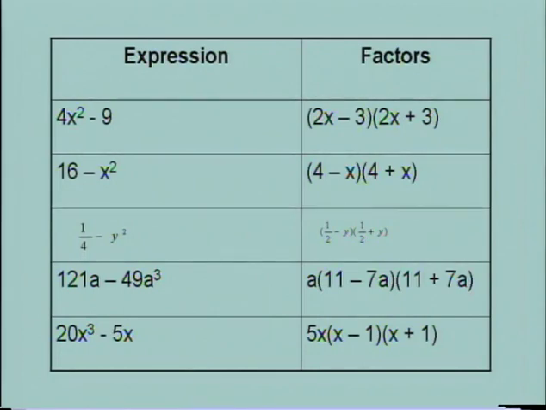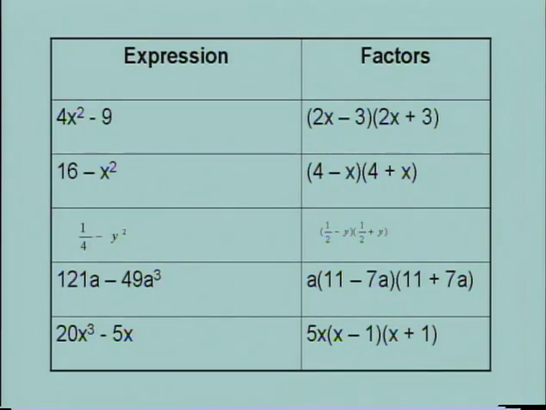Similarly, for the second one, we have 16 minus x squared. We must recognize that 16 is the same as 4 squared minus x squared. So we have the difference of two squares there. That is 4 squared minus x squared. The principle would be to find the square root of 16, and that is 4. Square root of x squared is x. So the first factor is 4 minus x. The second factor would be 4 plus x. So we repeat the first factor, but this time we change the sign from minus to plus.